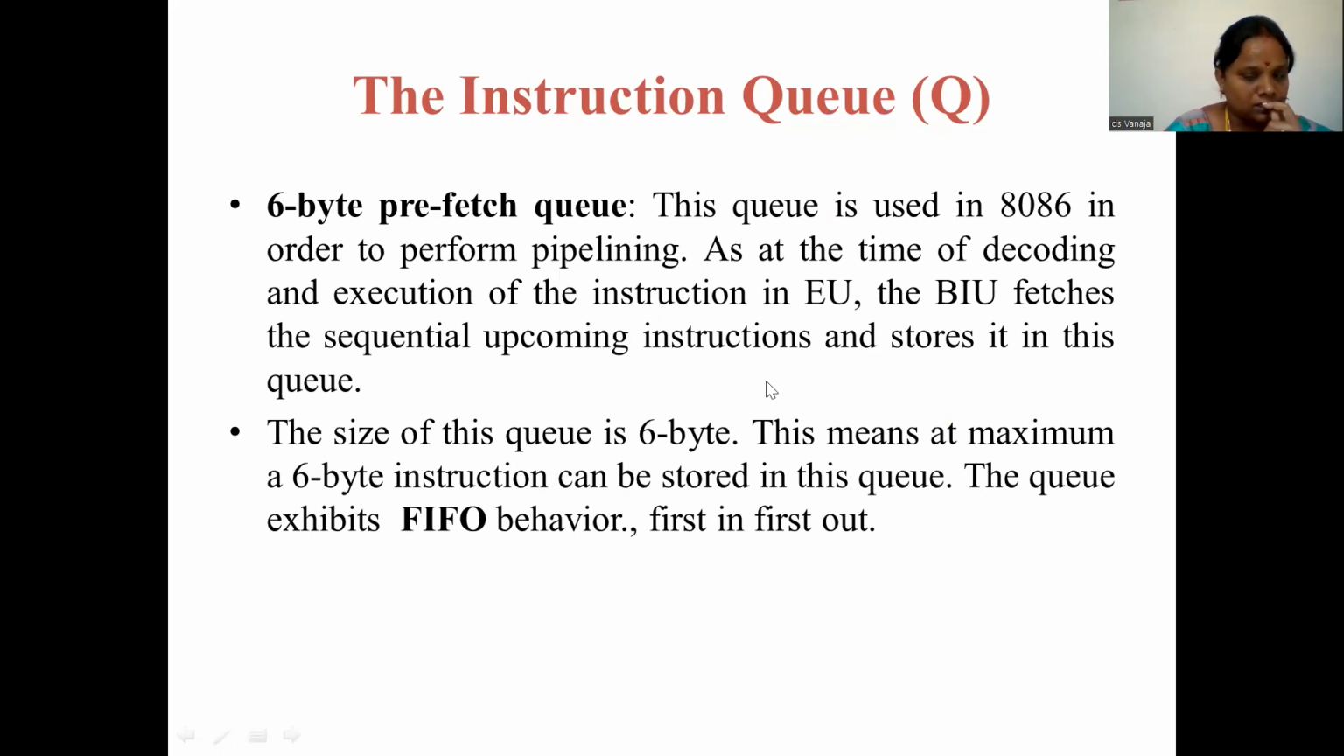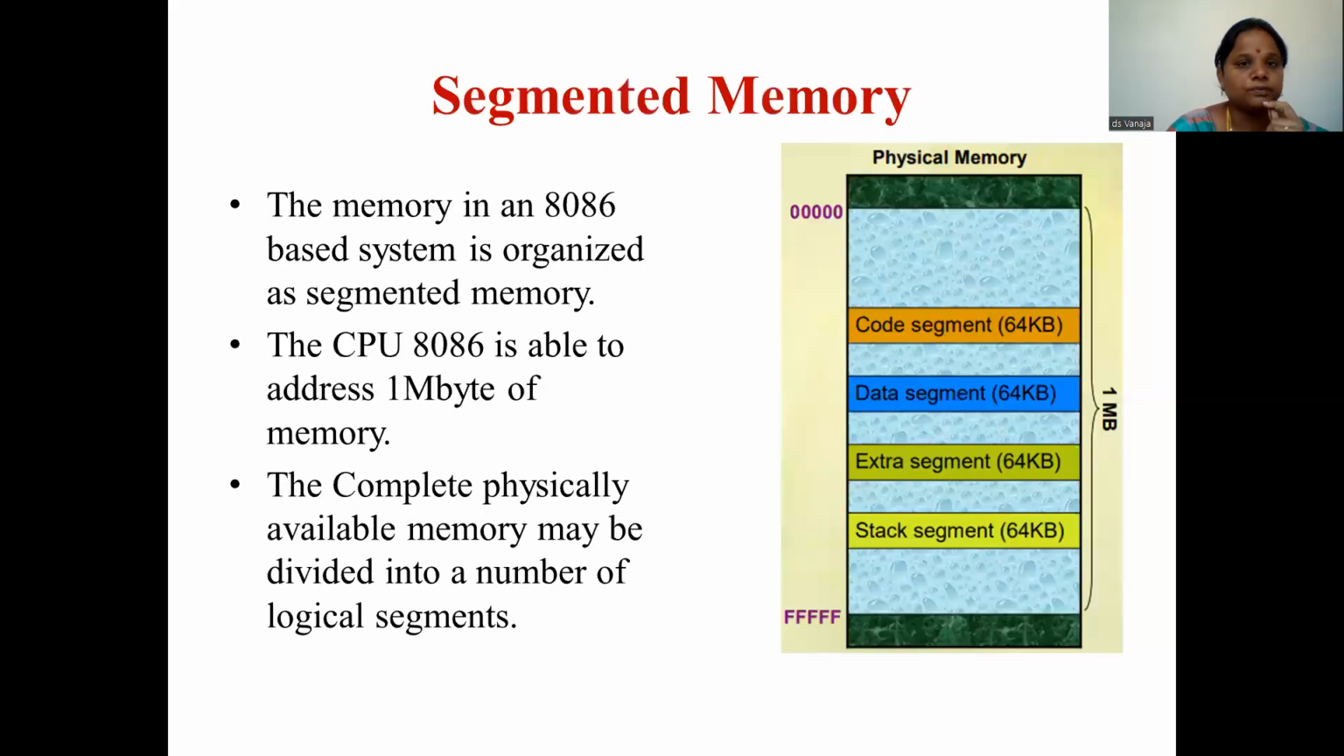This queue is used in the 8086 in order to perform the pipelining operation. The bus interface unit and the execution unit both are used to execute the instructions from the memory. The size of this queue is 6 bytes. This means a maximum of 6 instruction bytes can be stored in this queue. The queue works on a first in, first out basis.